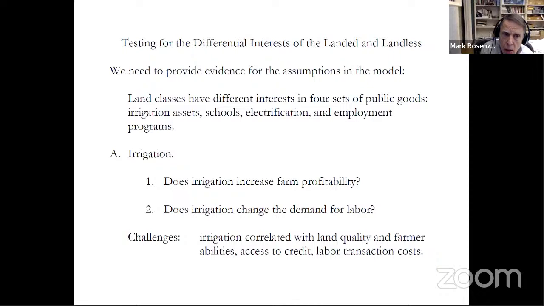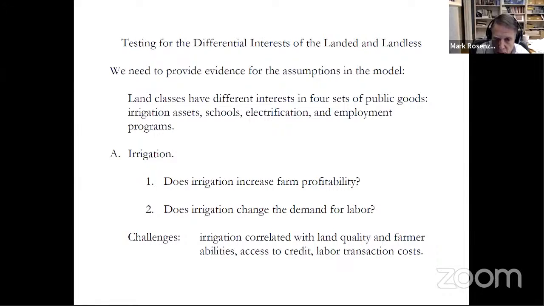All right. So the first infrastructure variable we'll look at, public goods variable, is irrigation. So we first want to ask, does irrigation increase farm profitability? That's not going to be news, okay, but we want to look at it. But the key one is whether irrigation changes the demand for labor.